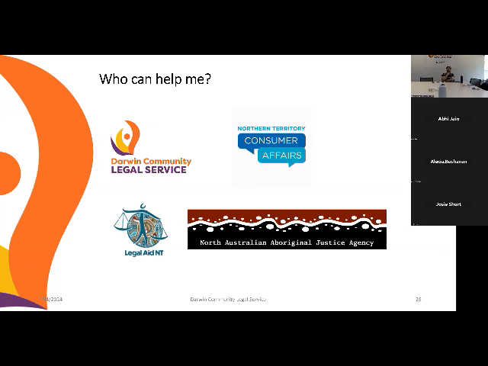Other places you can go are the Northern Territory Legal Aid Commission, or the North Australian Aboriginal Justice Agency, so NAAJA. These are all good places for a first starting point. And I'd imagine, as with the other services, it would be similar to us. If we can't help, we can at least point you in the direction of someone who may be able to. So that's where to go.